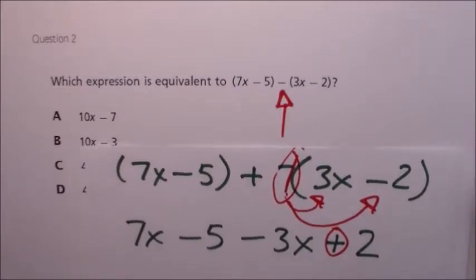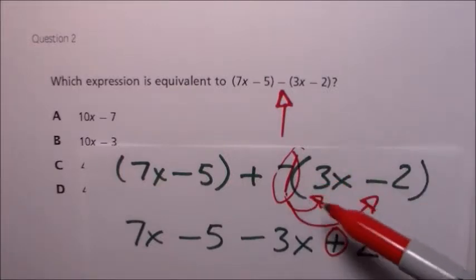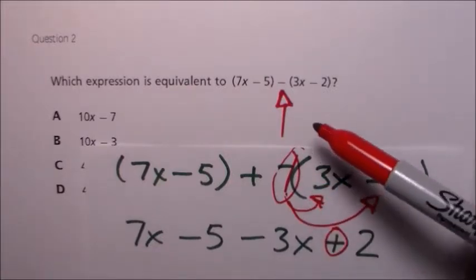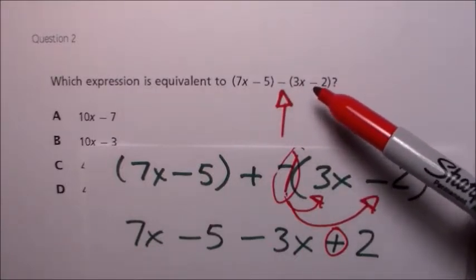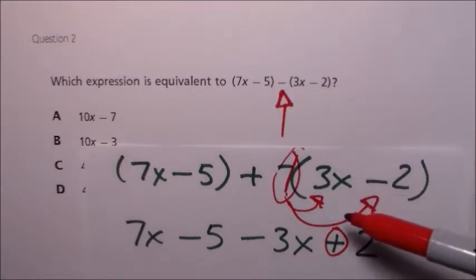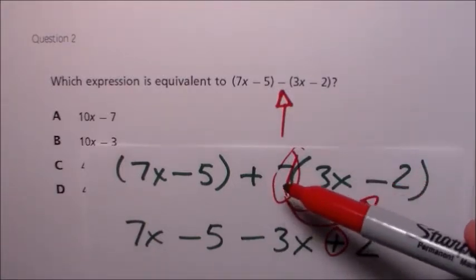So press pause if you have to, take a look at this, review your notes, but this is the part everyone's going to get wrong. They're going to see this minus this other term, and they're going to forget that this -2 here is going to turn to adding 2. Why? Because you add the opposite.